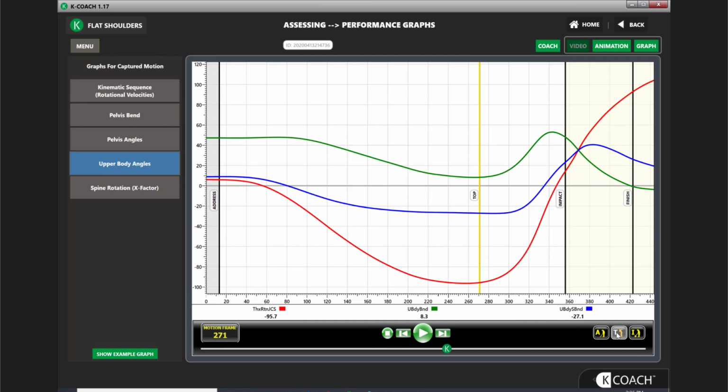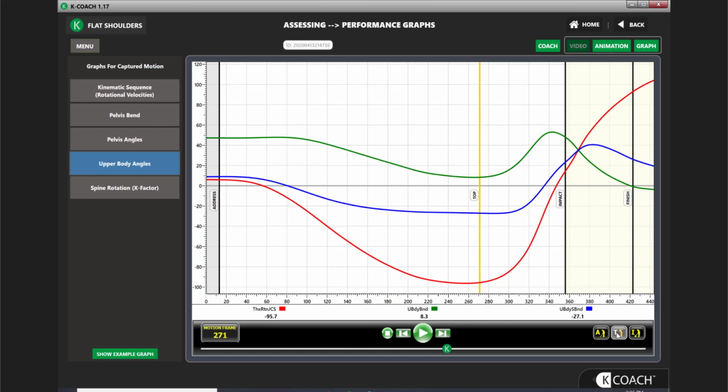This could lead to many issues, but the most common, I would say, would be thin shots and potentially pulls, depending upon how the player changes direction in their transition. But most certainly from a flat shoulder position, we're going to see thin shots occur as an effect of that. So this is how we can see in the graph that this player has flat shoulders.